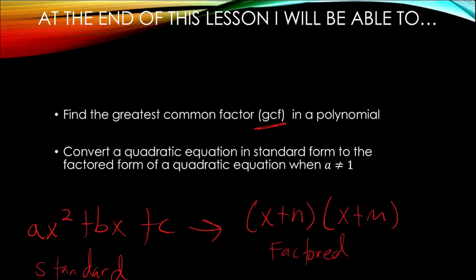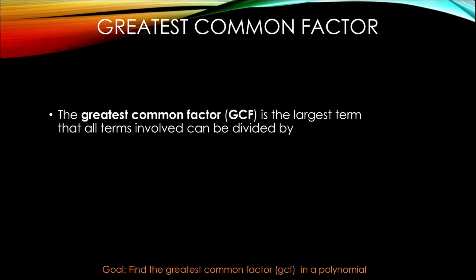So the greatest common factor, or the GCF, is the largest term that all terms involved can be divided by. Remember, we talk about a term as something like 2x squared, that's one term. If I say plus 3x plus 4, that would be 1, 2, 3 different terms. So terms are separated by addition and subtraction.